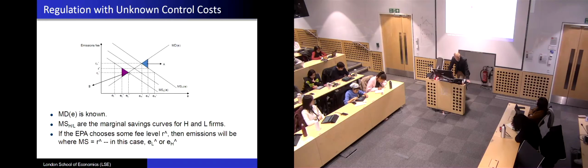So again, when there is a 50-50 chance that it's either firm H or L, then what we call the expected societal cost, or deadweight loss, would be the average of the areas of these two triangles, because it's 50-50. We don't know which one it is. So that's going to be the expected damage.